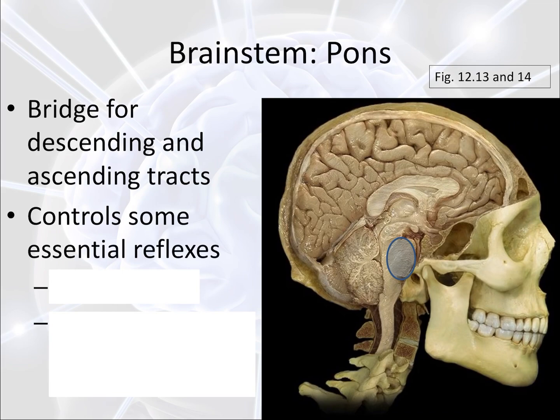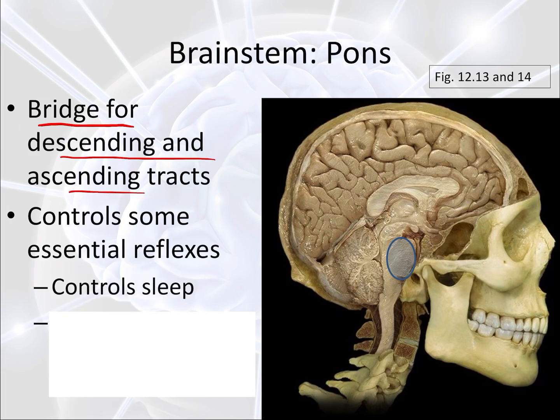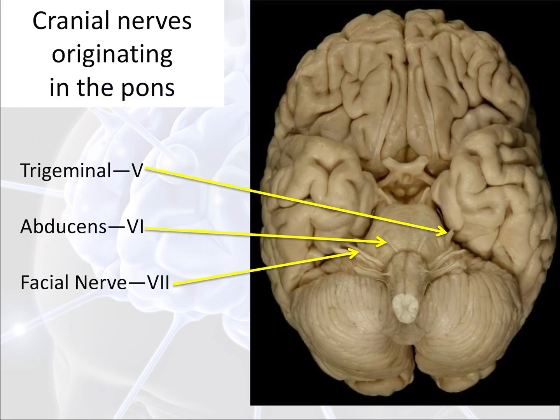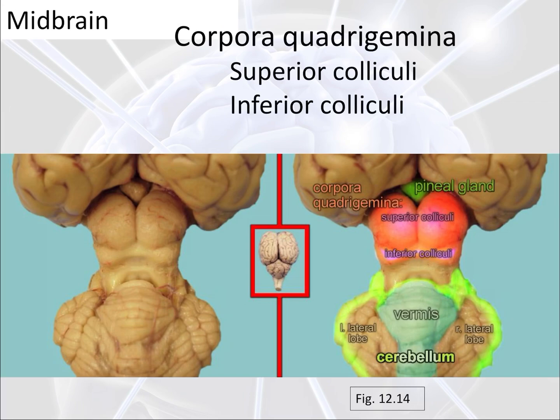And then next we'll go to the pons. As part of the brainstem, this really serves as a bridge for descending and ascending tracts. There are also some essential reflexes controlled here. It's very important for sleep. Pons, sleep, remember that. And it interacts with the medulla to help with respiration, so it's very important for our breathing. Then we have 3 cranial nerves that originate in the pons: 5, 6, and 7.